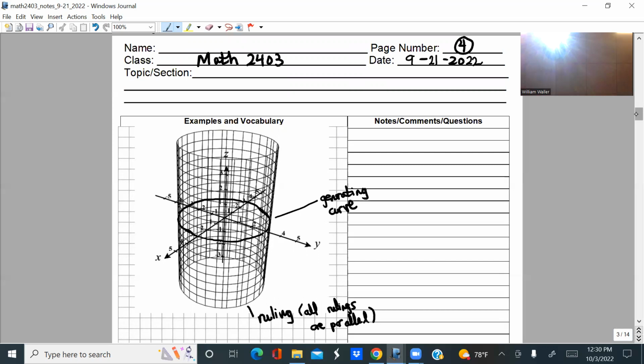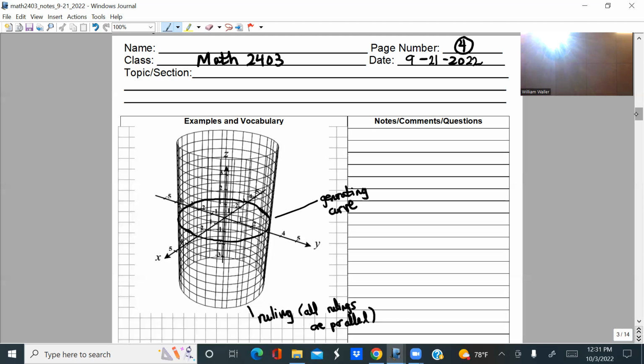This curve in the xy plane, by the way, is called the generating curve of this cylinder. Okay? Because really, the whole cylinder is just what? Copies of this circle, right? That we've translated up and down. That makes the entire surface. So this is called the generating curve of the surface. These perpendicular lines here that we drew through the generating curve are called rulings of the surface, okay? So the surface just consists of these perpendicular lines through the generating curve: the rulings and the generating curve make up the entire surface.